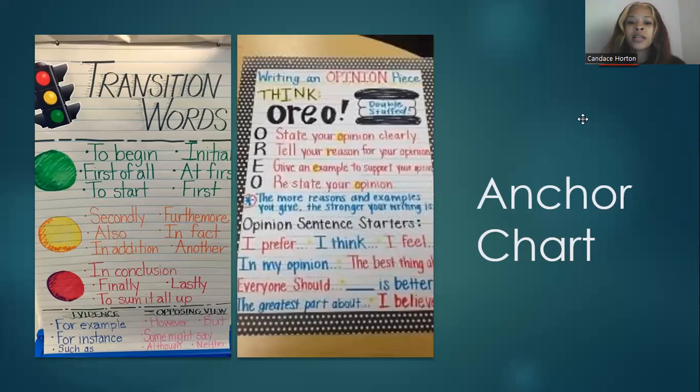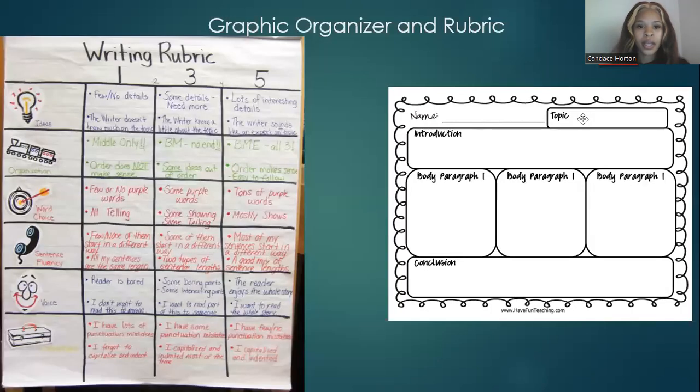It's where the student states her opinion clearly, then you give a reason for that opinion, you give multiple examples, and then in the end, you're going to restate your opinion and you're going to provide that conclusion. So both of these will be very beneficial in the student coming together to create a sufficient and strong writing piece. And these would be the graphic organizers and rubric I would use.